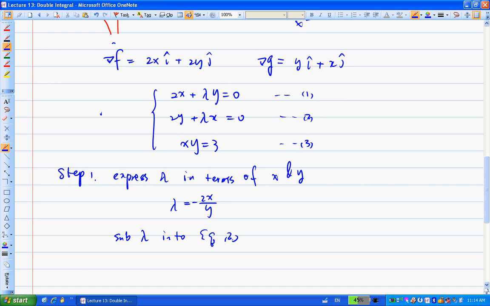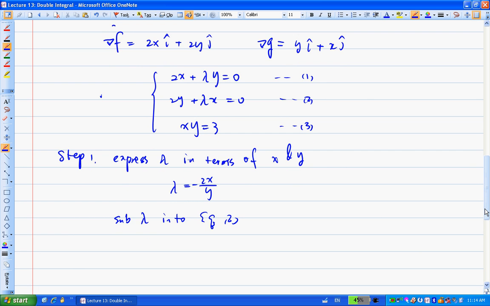Okay, into equation 2. The reason is, once I do this step here, so this is basically what's going to be the second step, then you obtain an expression for x and y only. Okay, then you can obtain an expression for x and y only. So let's see what happens, right? If I sub this lambda into equation number 2, then what happens?